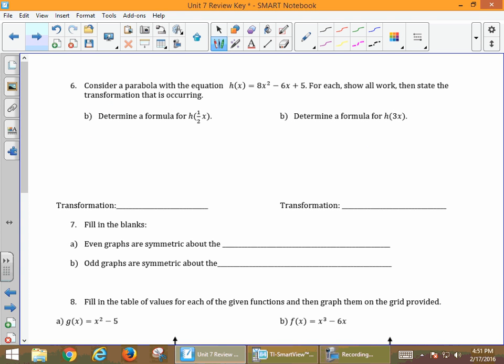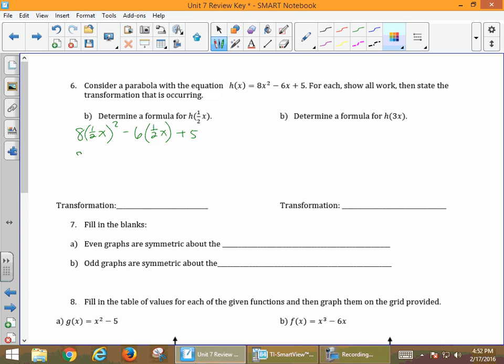Question number 6 says, consider a parabola with the equation h of x equals 8x squared minus 6x plus 5. And let's this time do some compressions and stretching of this. So it says, determine the formula for h of 1/2 x. This means plug 1/2 x into the h equation. So the h equation is 8x squared minus 6x plus 5, where I'm replacing x with 1/2 x. You'll notice I've just replaced the old x with that new quantity, 1/2 x.